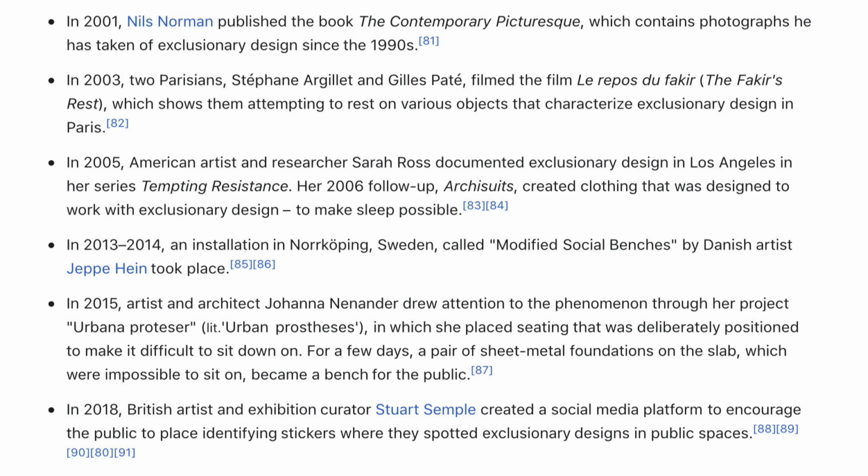In 2018, British artist and exhibition curator Stuart Semple created a social media platform to encourage the public to place identifying stickers where they spotted exclusionary designs in public spaces.